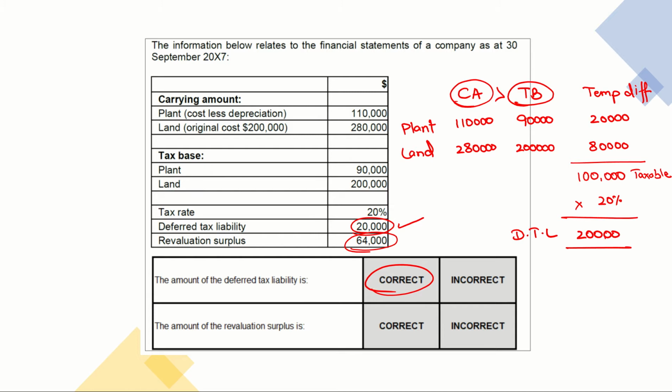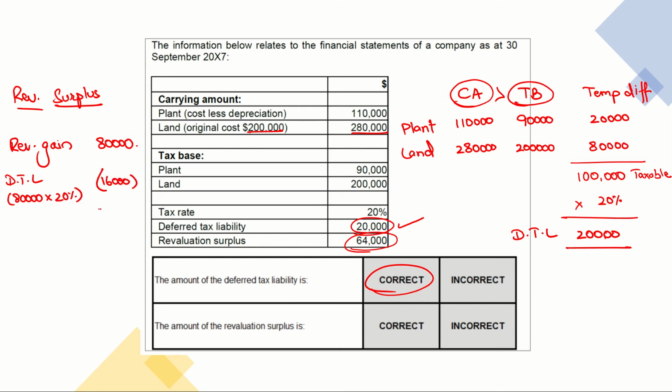Now let's talk about the revaluation surplus. In the case of the revaluation surplus, I can see that the land value was originally 200 and now it is 280. So I have a revaluation gain of 80,000. Again, we have discussed in our class that whenever there is a revaluation gain, the carrying amount will go up, but the tax base will stay the same. As a result, we are again going to have a deferred tax liability, which we have calculated, guys. The deferred tax liability on this 80,000 at 20% would be 16,000.